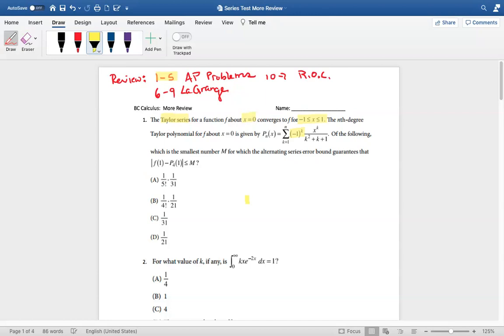But I notice it's alternating. They ask me for the smallest number m for which the alternating series, yep, I knew that. Oh, error bound. Alternating series estimation theorem gives me the error bound. And the alternating series estimation theorem just says use the first unused term to find the bound.